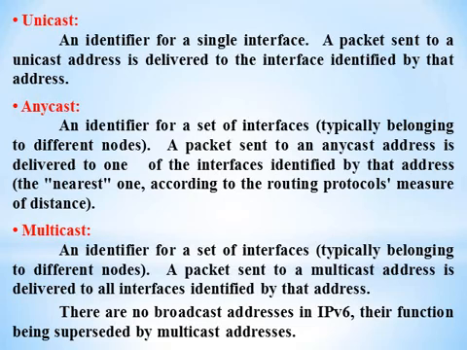And the third one, that is multicast, an identifier for a set of interfaces typically belonging to different nodes. A packet sent to a multicast address is delivered to all the interfaces identified by that address. So there are no broadcast addresses in IPv6. Their function is being superseded by multicast addresses, whereas in IPv4 there is a broadcast addressing mode also.